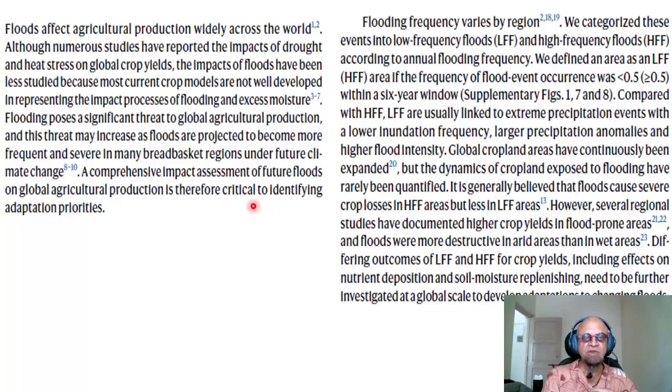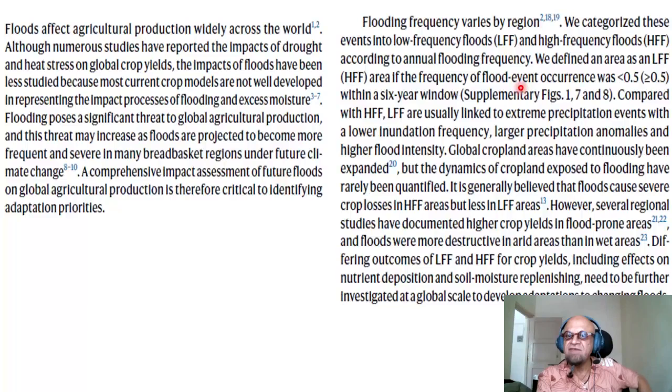Floods affect agricultural production widely across the world, although numerous studies have reported the impacts of drought and heat stress on global crop yields. The impacts of floods have been less studied because most current crop models are not well developed in representing the impact processes of flooding and excess moisture. Flooding poses a significant threat to global agricultural production, and this threat may increase as floods are projected to become more frequent and severe in many breadbasket regions under future climate change.